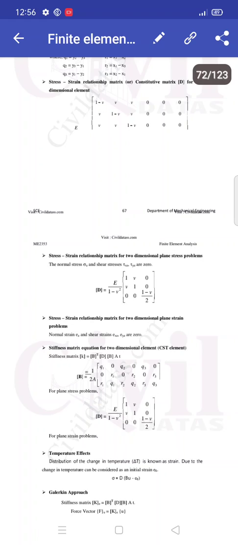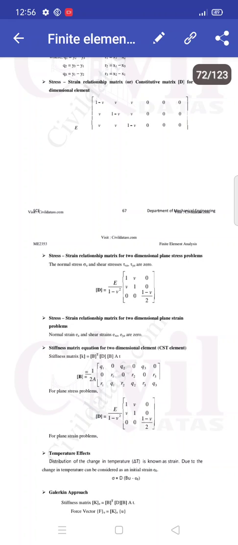Normal stress sigma z is zero, and D is E by 1 minus nu squared times 1, nu, 0, nu, 1, 0, 0, 0, 1 minus nu by 2. This is the stress strain relationship matrix for two-dimensional plane strain problems.